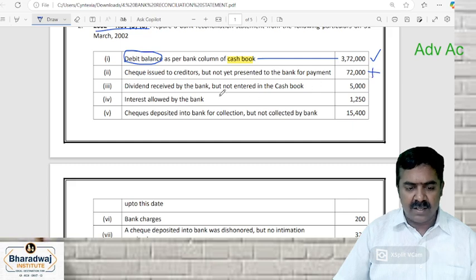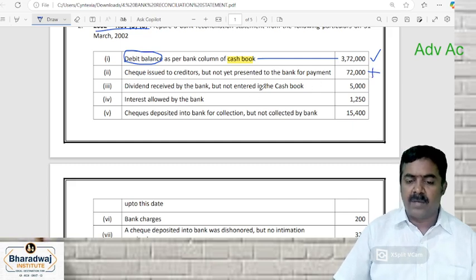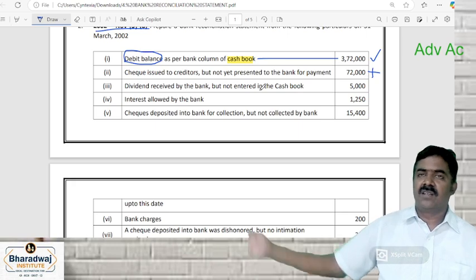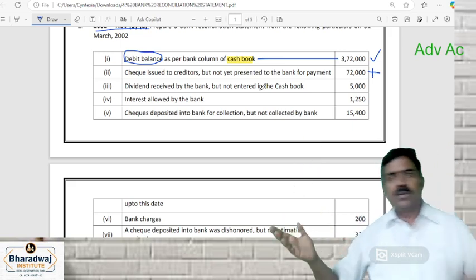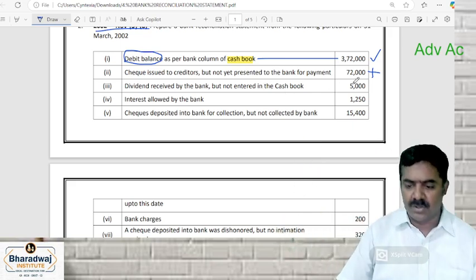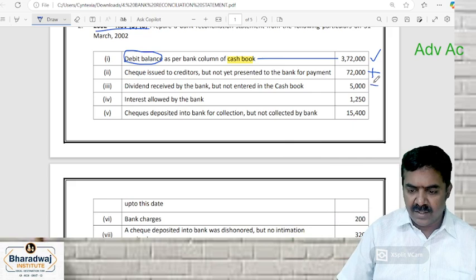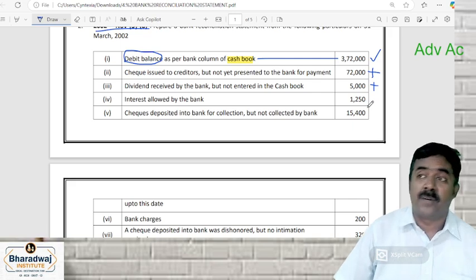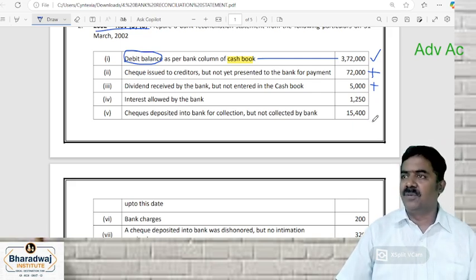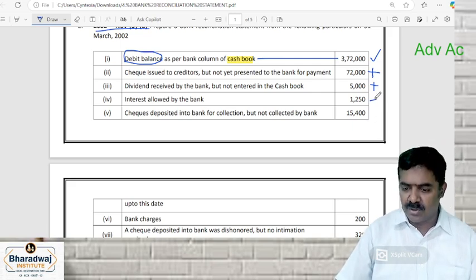Add it. Then, dividend received by the bank but not entered in the cash book. When they receive the dividend, what would the banker have done? They have added it. We should also adjust according to the other party, so let us also add it. Interest allowed by the bank: the bank charges interest and also allows interest. When they allow it, they are adding, so let us also add it.